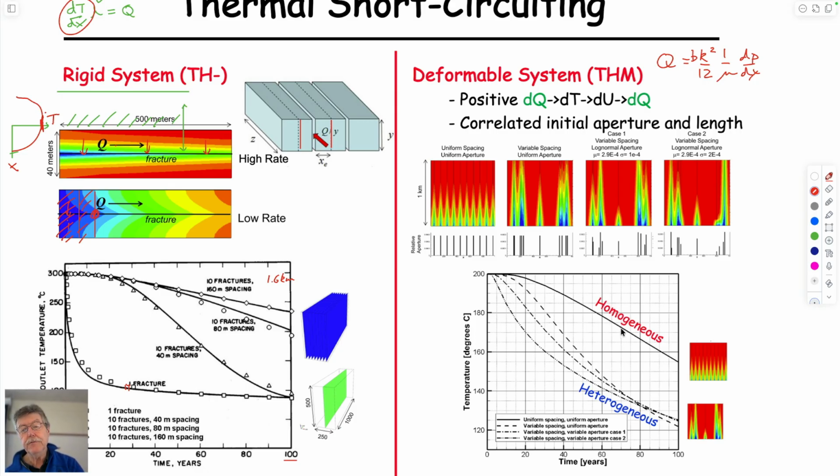So this is the behavior if you have homogeneous rigid fractures that don't change in aperture, and if they change in aperture with the feedback, it will cool down much faster. So at any particular time, at 50 years, you'd much rather be at this heat rather than this heat at the outlet.